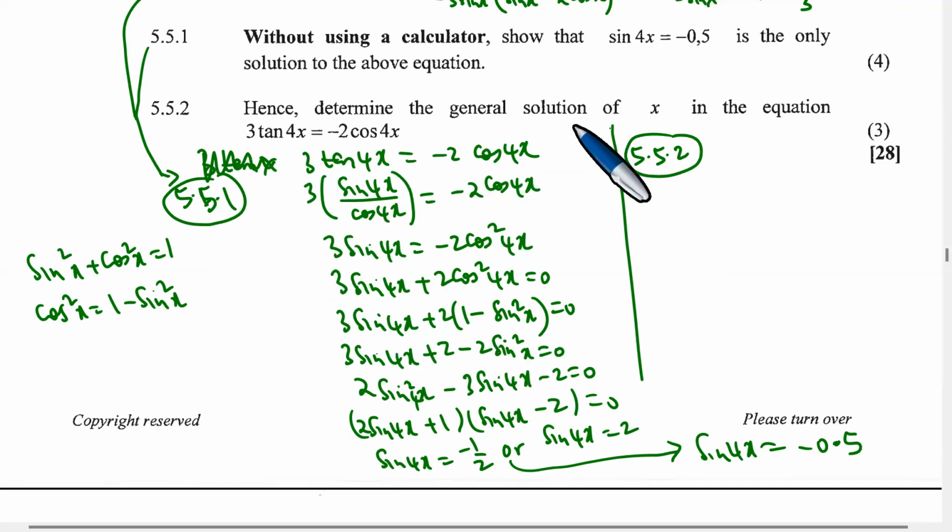Hence determine the general solution of x in the equation, this one. This equation is basically the same now. The marks are just 3. So for us to find the solution, this one is sine x, this one is invalid, so it is not applicable. The reason is that the sine is a bounded function. It always is bounded between -1 and 1. So we're going to consider sine 4x is minus half.